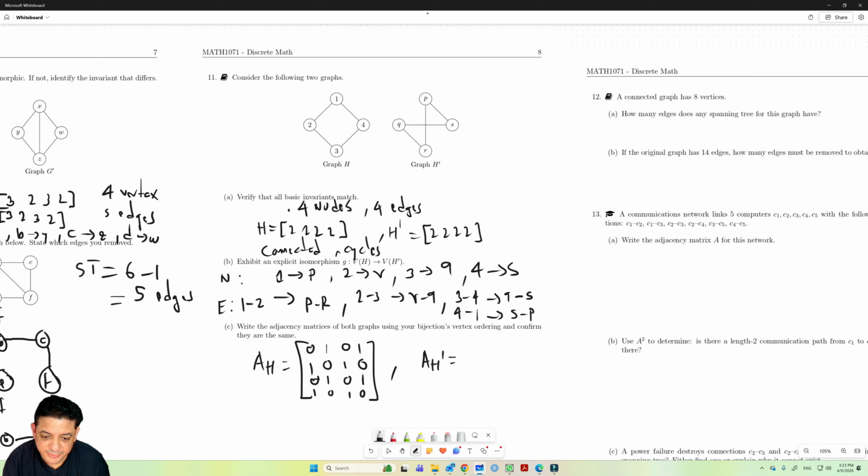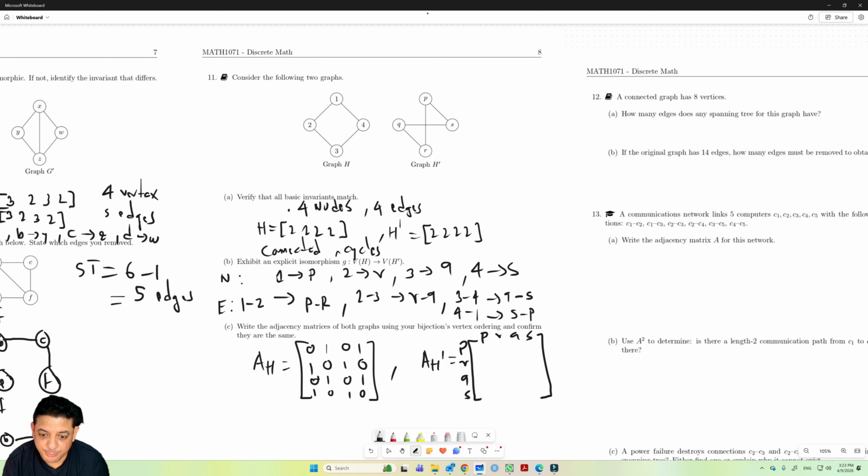So now the adjacency matrix for H prime is going to go with the ordering, of course, of the nodes. So we're verifying PRQS being sent to PRQS.